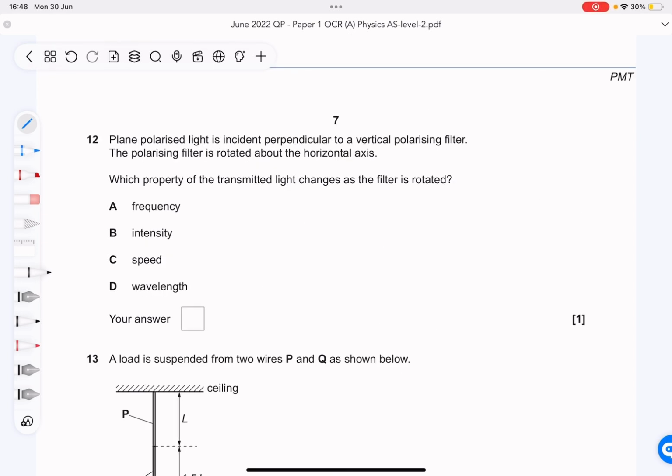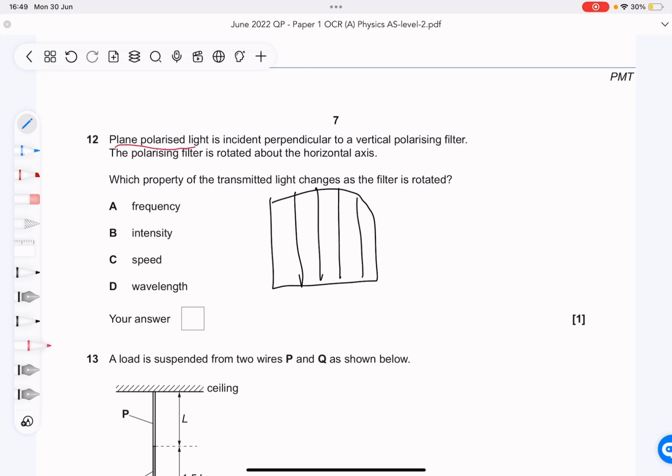Question 12. Plane polarized light is incident perpendicular to a vertical polarizing filter. The polarizing filter is rotated about the horizontal axis. Which property of the transmitted light changes as the filter is rotated? Imagine I have my vertical polarizing filter, and light which is plane polarized, also polarized vertically. In this case, the light can pass through because it's orientated in the same direction as the filter.